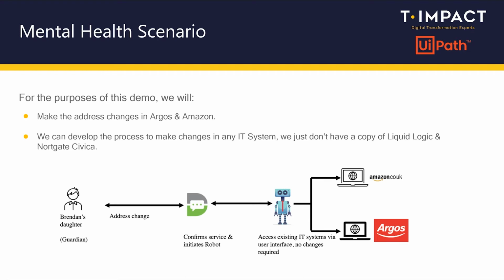For the purpose of this demo, we're going to use proxies because we don't have a copy of Liquid Logic here in our back office. So we're going to use Amazon as a proxy for that. And we don't have a Northgate Civica implementation, so we're going to use Argos as a simulation for that.